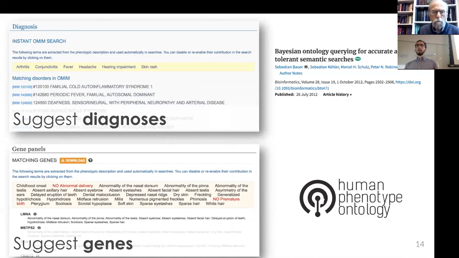Once we have this structured data, we can use it to provide, for instance, real-time diagnosis suggestions based on known disease phenotype associations. We can look at all of those known diseases and say, here are those diseases that are the most similar to your particular patient, or here are those genes that are known to cause diseases that are similar to your particular patient. So we can suggest those things in real time and do quite well at that.